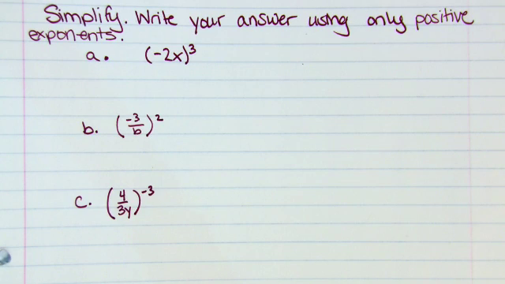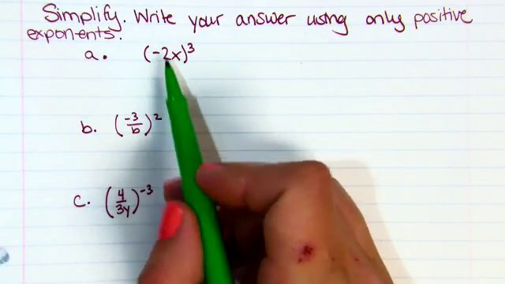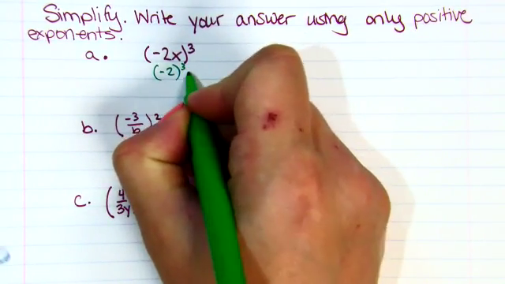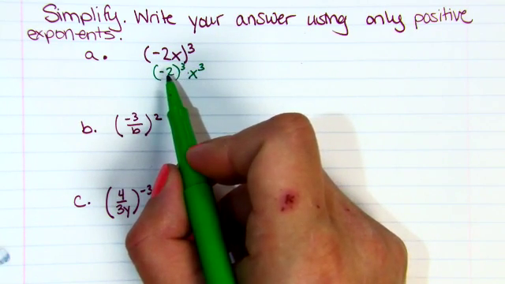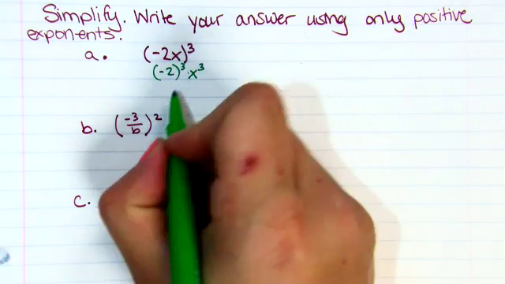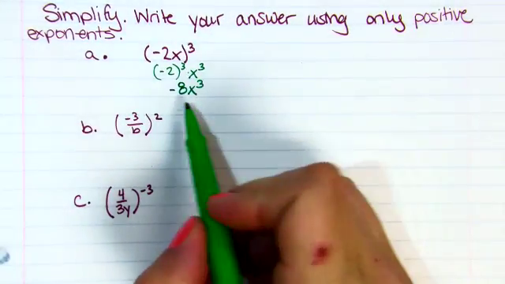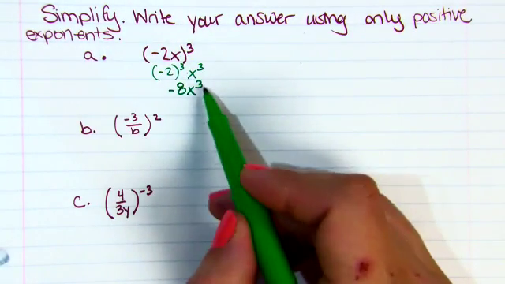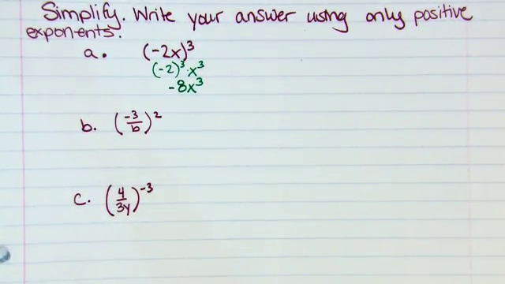And here are a few examples of how I'm going to use those rules that we just talked about. So for the first one, I have negative 2x cubed. This is a product being raised to a power. So this would be negative 2 cubed times x cubed. Negative 2 cubed is easy enough for me to do in my head. That's just negative 2 times negative 2 times negative 2, or negative 8, and I'm going to leave the x cubed how it is. So negative 8x cubed. It says to write my answer using only positive exponents. I only have the exponent of positive 3, so I don't need to worry about that.